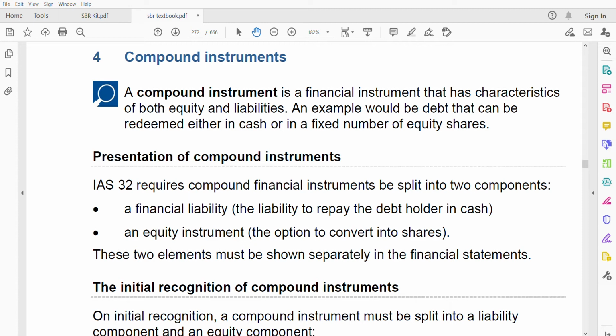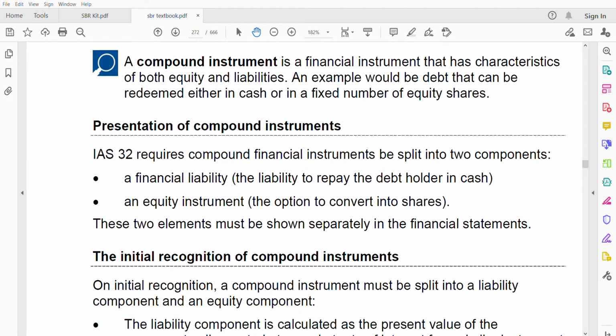Under compound instruments, first we are going to go through the presentation. I have already explained in IAS 32 how compound instruments need to be presented. The part for the financial liability must be shown as financial liability, and the part for the equity instrument needs to be shown as equity instrument. It needs to be shown separately.